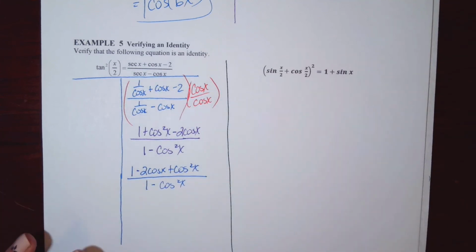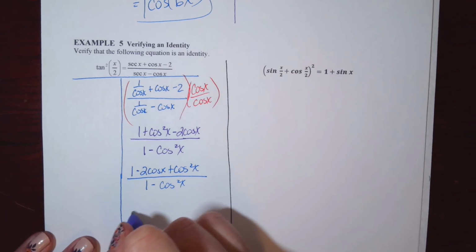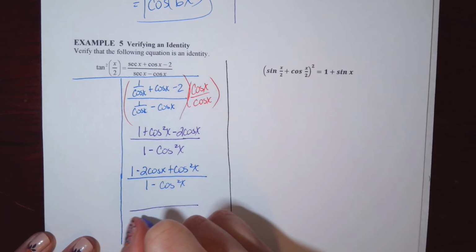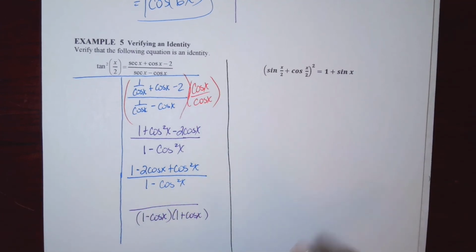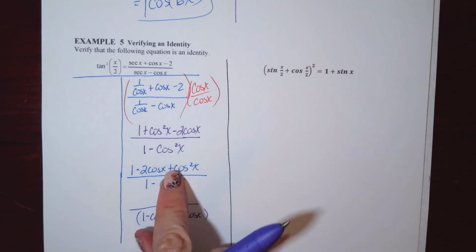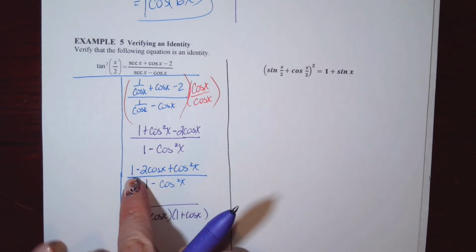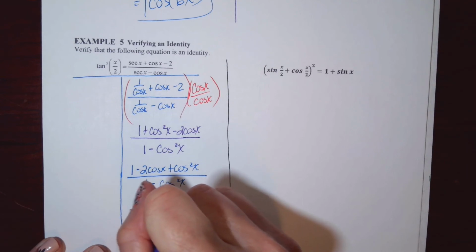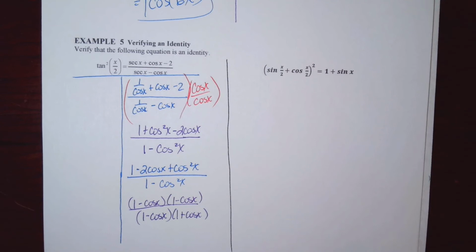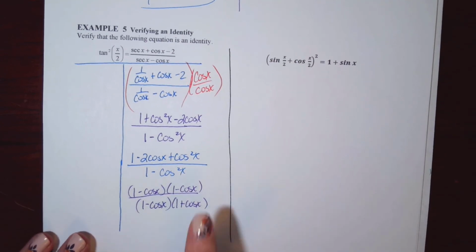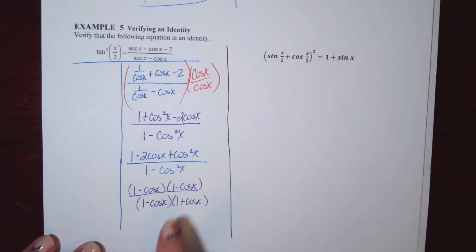And now let's factor both of those, numerator and denominator. So my denominator is a difference of squares: 1 minus cosine x, 1 plus cosine x. My numerator, since it's a perfect square trinomial, is going to give me 2 identical factors: 1 minus cosine x times 1 minus cosine x. So you may need to review some factoring from college algebra. Khan Academy is a great place to Google factoring quadratics.